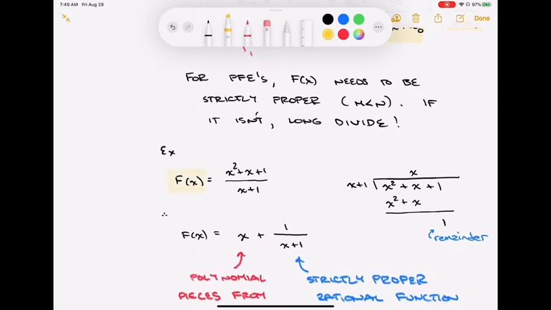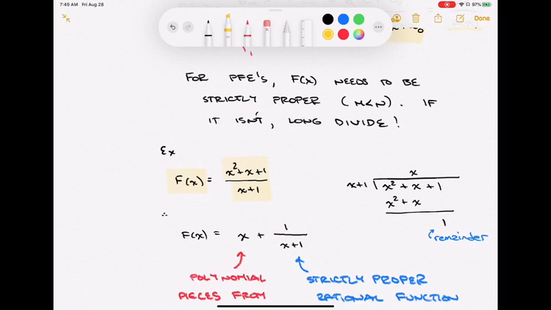Suppose I had some f of x that I was interested in. It's going to be, in this case, a rational function. So I'm going to write this as x squared plus x plus 1 over x plus 1. The m here is 2. The n is 1. Because n is not greater than m, this is not a strictly proper rational function, and we would need to do some division. So how do we do division?